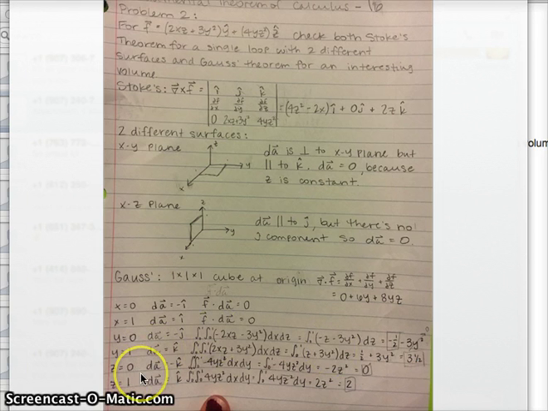Then z equals 0. dA here is equal to negative k. Do the integral of f dot dA, which is negative k on this one, and it equals 0 here. And then for z equals 1, it equals 2.